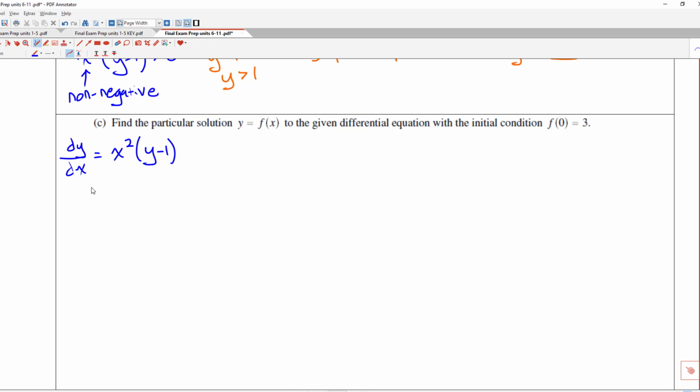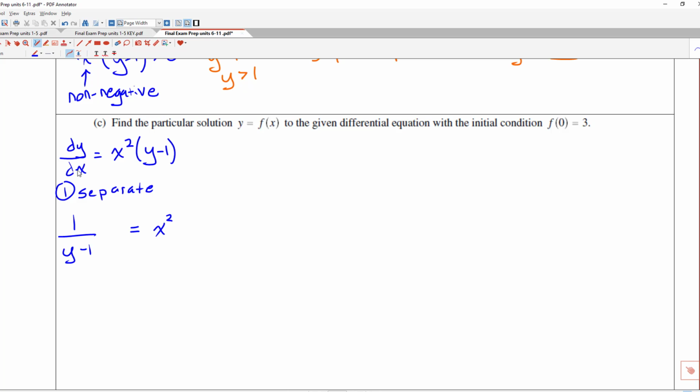So dy dx is x squared times the quantity of y minus 1. All right, let's do step number 1, which is to separate. You don't have to write out these steps. I'm doing it for our notes so that you know what I'm doing. So if I separate, I'm going to divide both sides by y minus 1 here. So I'll have 1 over y minus 1 on the left hand side, and I still have this x squared on the right hand side.